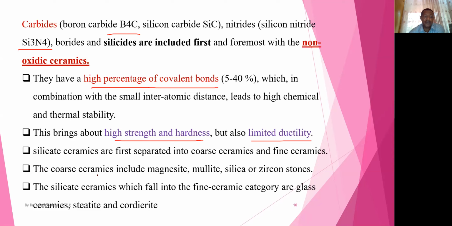The coarse ceramics in silicate include magnesite, mullite, silica, or zirconia stones. They are coarse. The silicate ceramics which fall into the fine ceramic category are glass ceramics, steatites and cordierites.